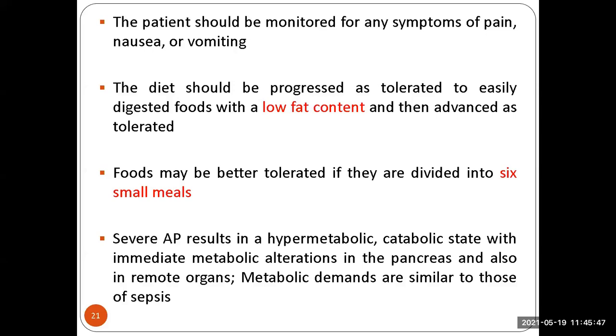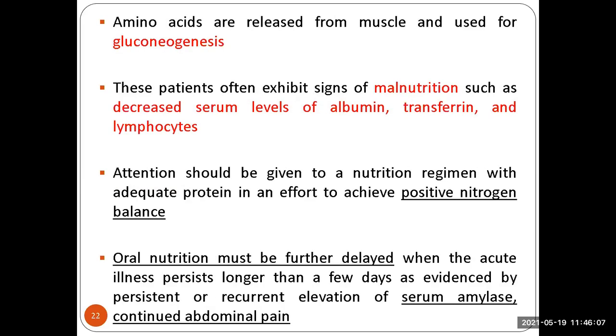In case of severe acute pancreatitis, a hypermetabolic catabolic state may occur, and ultimately metabolic demands are similar to those of sepsis, meaning these will be increased. Sepsis is basically a generalized invasion of the body by pathogenic microorganisms or their toxins. Amino acids are released from the muscles and used for gluconeogenesis. Gluconeogenesis is basically the production of glucose from sources other than carbohydrates, like protein.